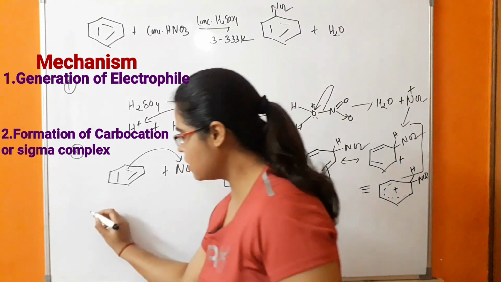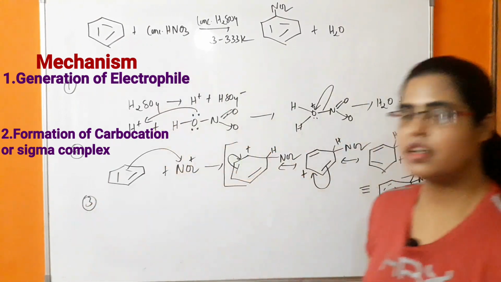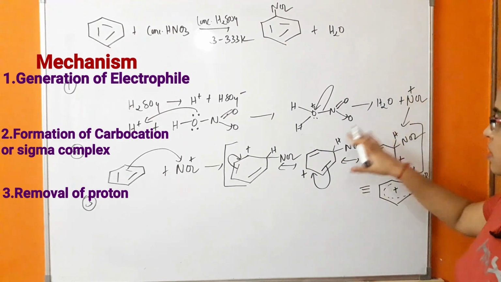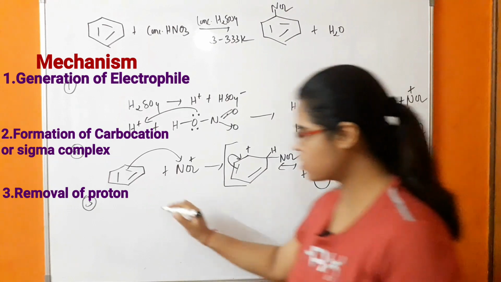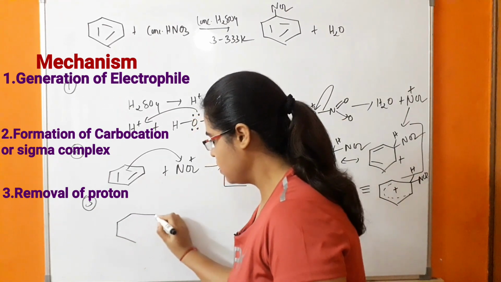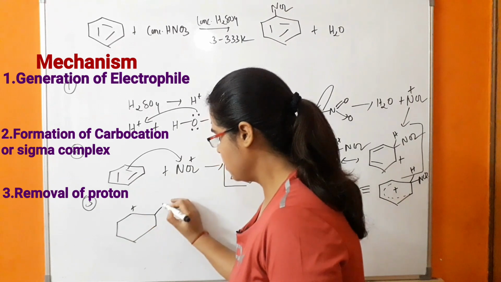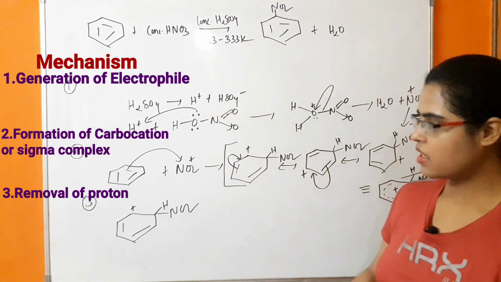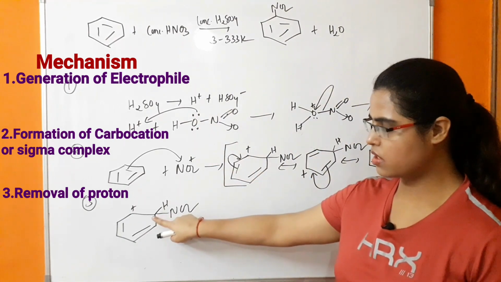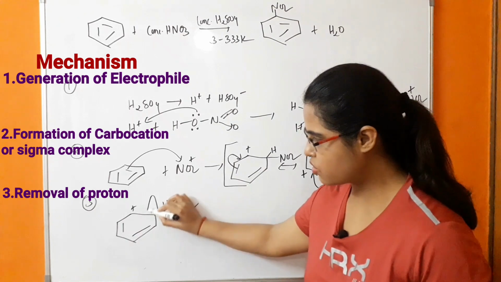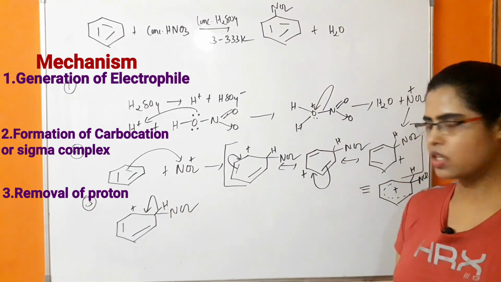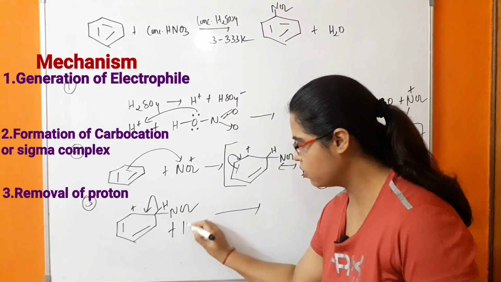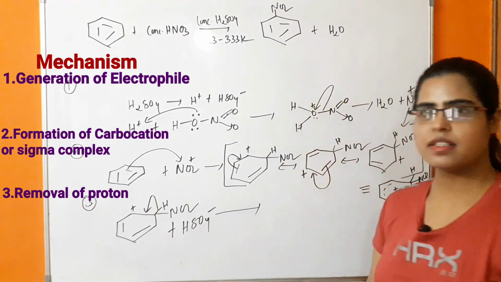Further, what is happening in the third step? In the third step, there will be removal of H plus ion, that is removal of proton from this sigma complex. So what is happening in this case? This hydrogen which is attached on this carbon will donate its shared pair of electrons towards this position. So why is it donating the shared pair of electrons to this position? Because of this HSO4 minus anion.